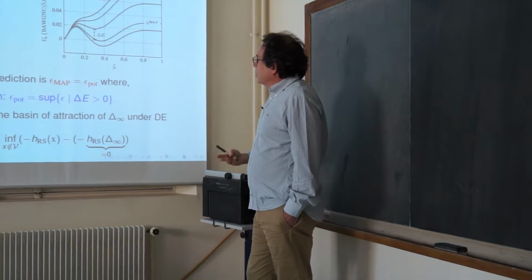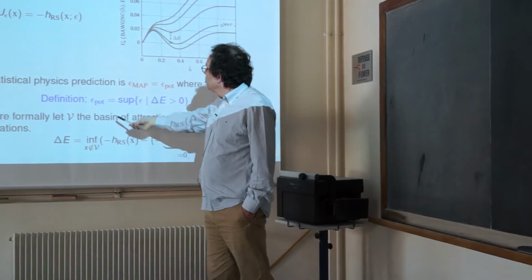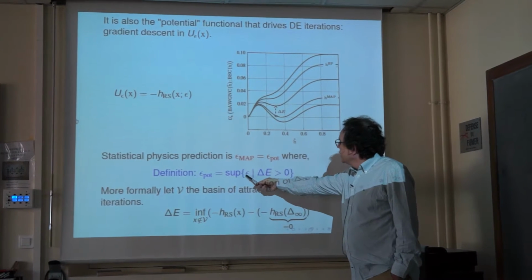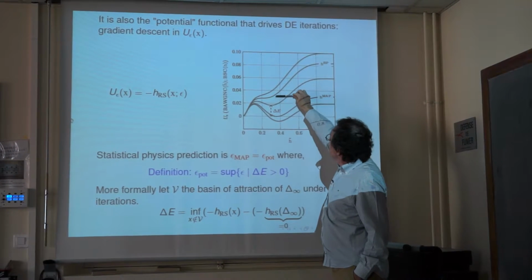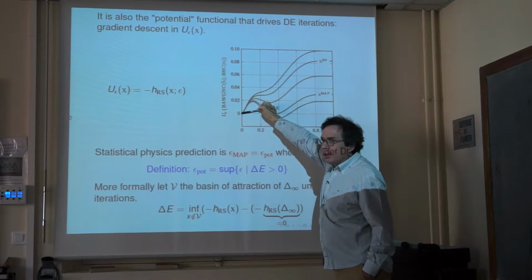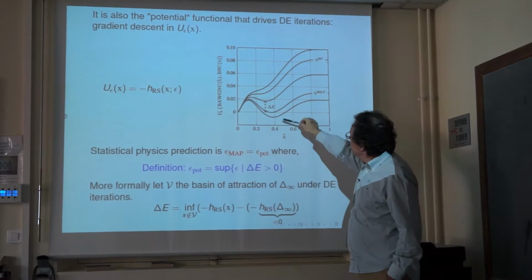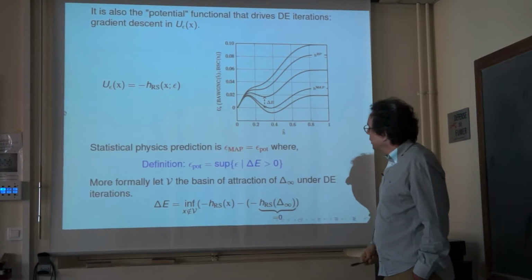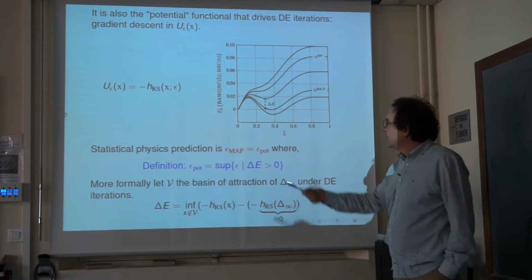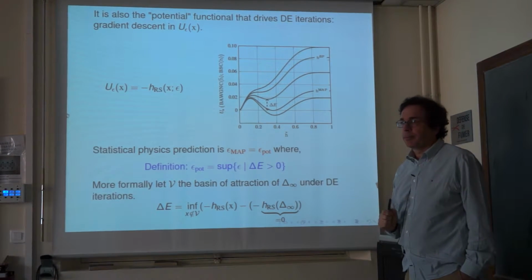Okay? So what we do is that we define a potential threshold, and the potential threshold, by definition, is the biggest epsilon such that the local minimum here is equal to this other minimum here. Okay? So it's the biggest epsilon such that the gap vanishes here. And the prediction by statistical mechanics that we would like to prove is that this potential threshold, defined like that, is equal to the MAP threshold.